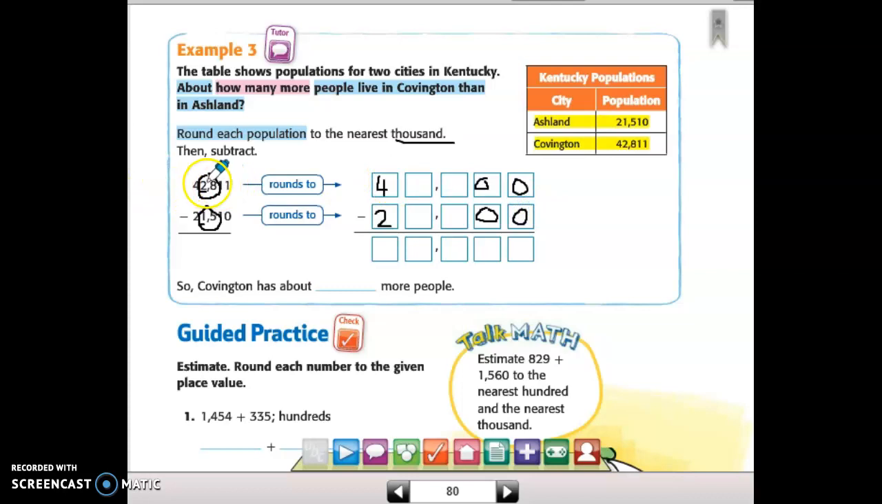Now I've got 28 on my number line between 20 and 30. 28 is going to round up to 30. And 15, even though it's right in the middle of 10 and 20, we've decided that it's going to round up. The one in the middle will always round up.